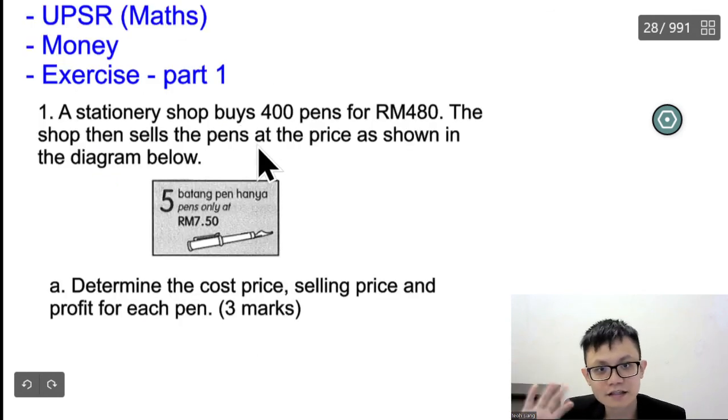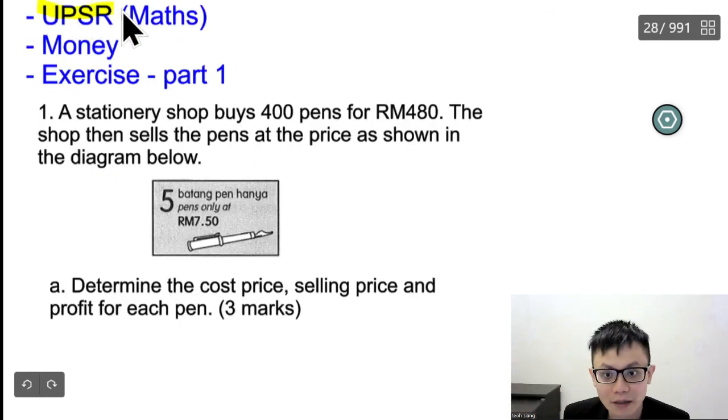Okay, hi students. Today we are going to do UPSR money exercise part 1.